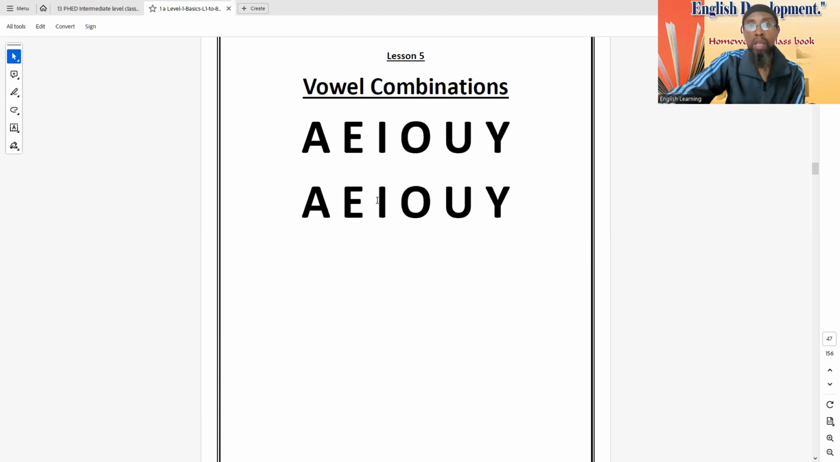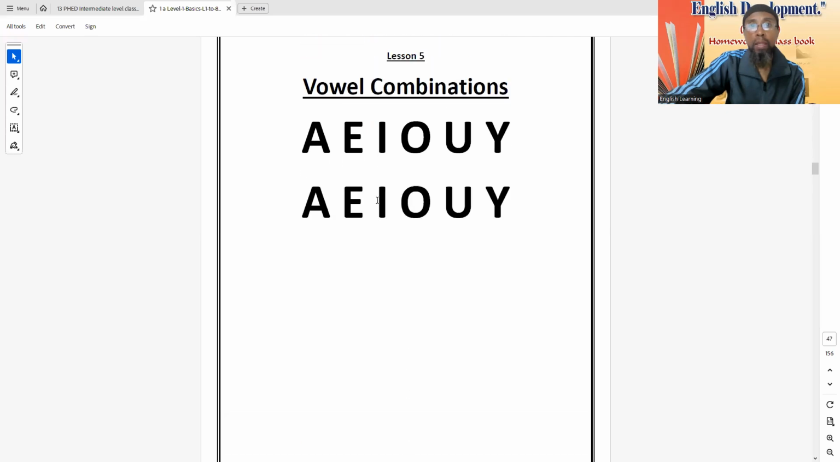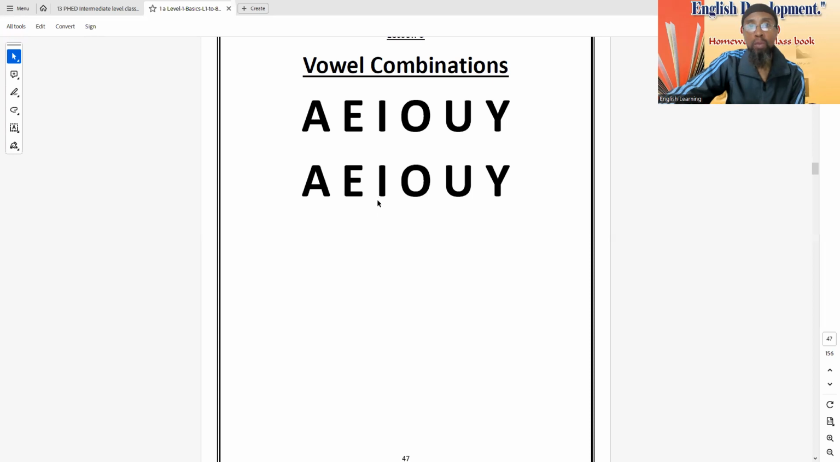Vowel combinations. A, E, I, O, U, and sometimes Y.